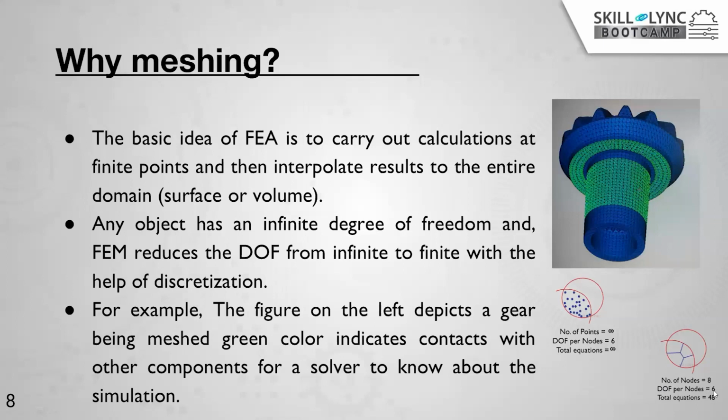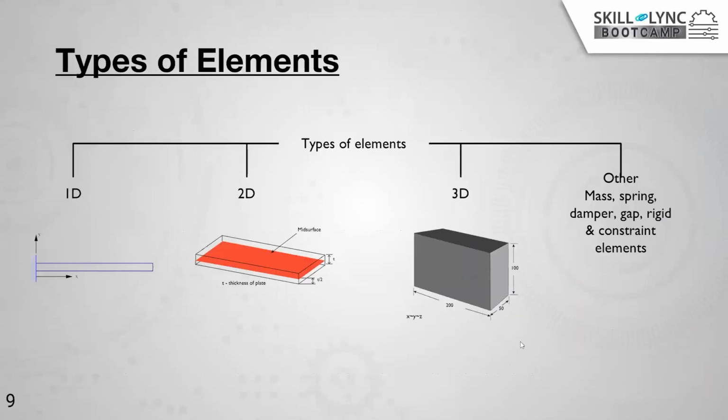So that is the main reason for carrying out meshing. Okay. Now, I have given you a basic preview about what meshing is. So now let's move on to the types of elements which are being used in the analysis. Okay. So types of elements can vary from 1D, 2D, 3D, and others.